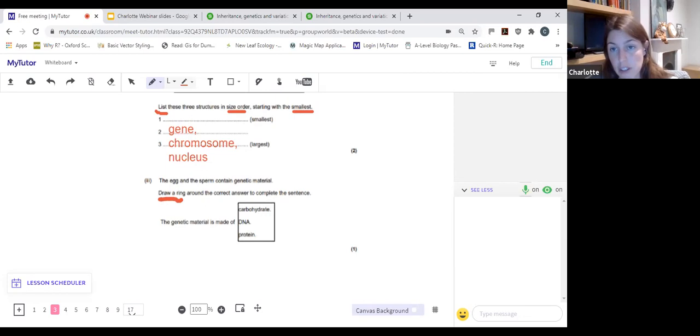Actually, there are a fair few of you that are putting nucleus, chromosome, gene there. So it is well worth just reading the question properly there. You should be starting with the smallest.